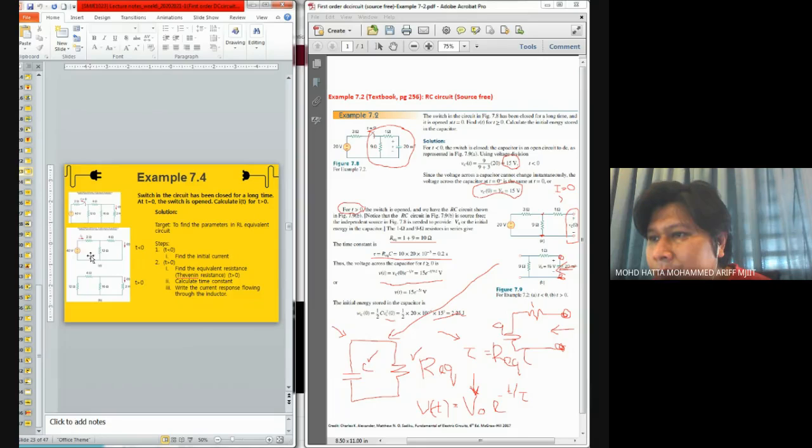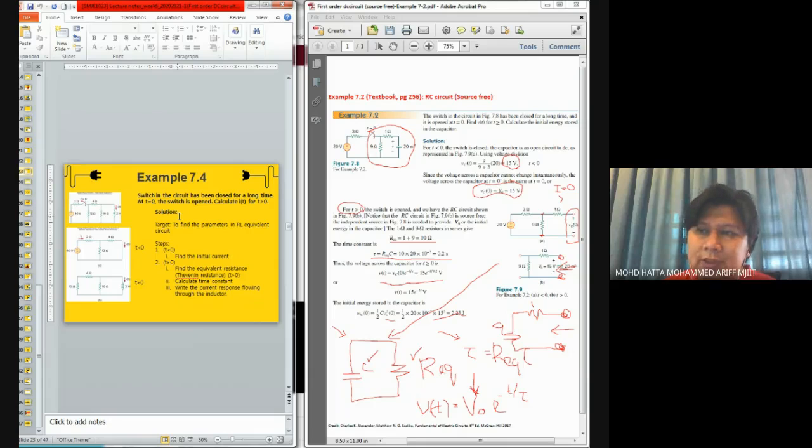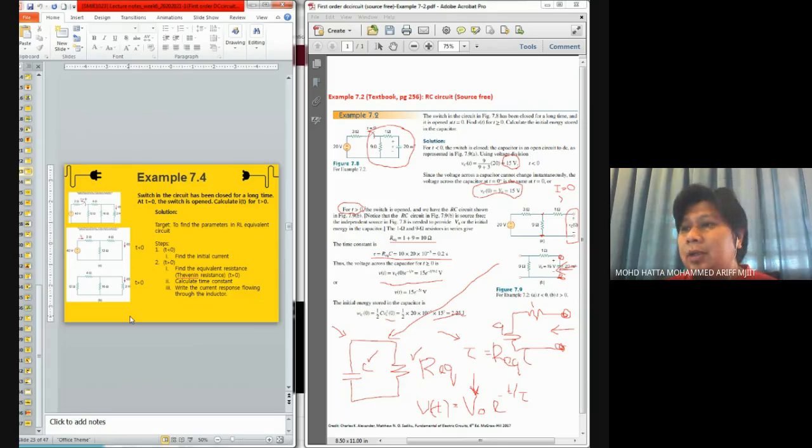This is for RL circuit, the same strategy that I've explained earlier being applied in this example. Have a look, maybe later on during revision session, maybe towards the end of our semester, when we try to prepare for final exam, we will have a look back at this example. But for time being, please try to understand this example and maybe a few more examples in your textbook regarding source-free RC as well as RL circuit.